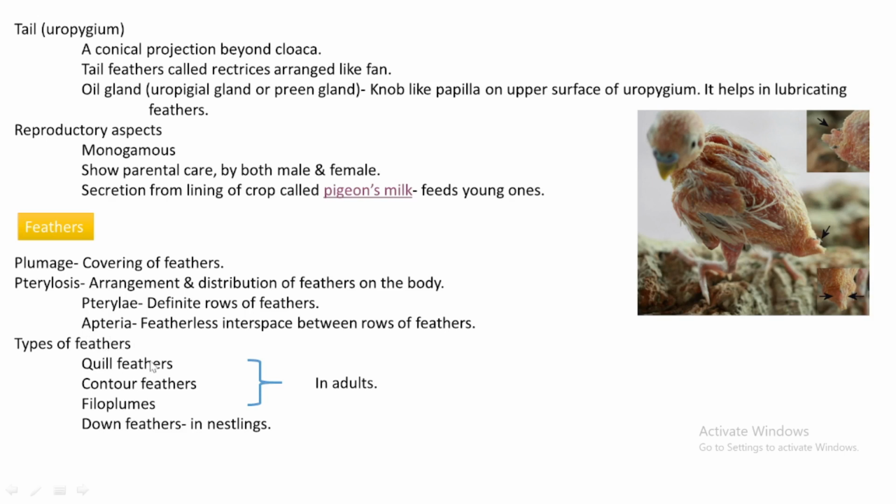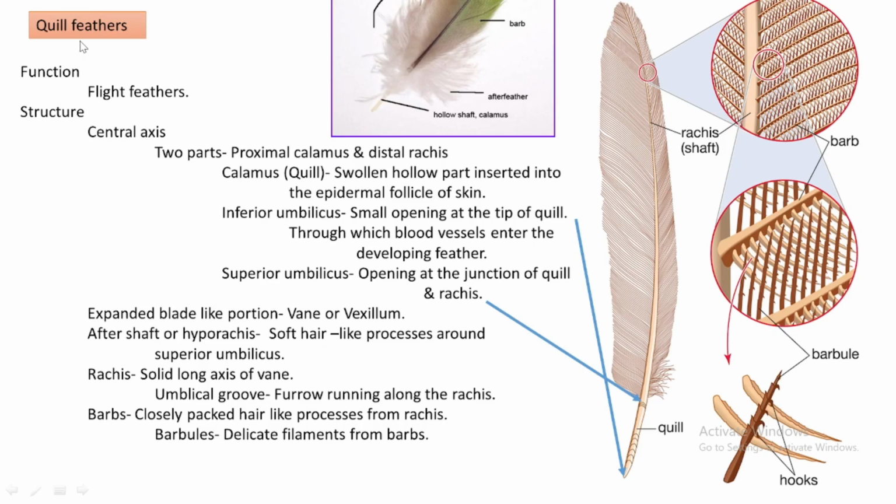Then different types of feathers are present, which are the quill feathers, contour feathers, and filoplumes, and down feathers. And these down feathers appear only during its nesting time, that means during its parenting time, to give warmth to the eggs. Only at that time do down feathers appear. And quill feathers, contour feathers, and filoplumes, all these three types are present in adult birds. Then we are going to understand each type of feather.